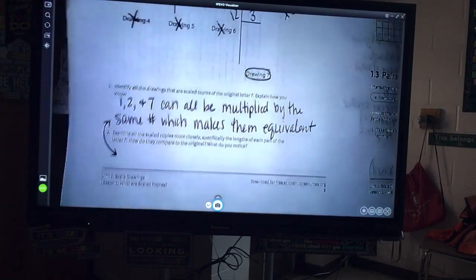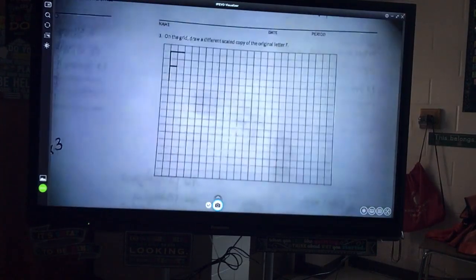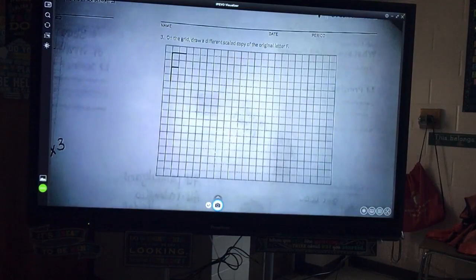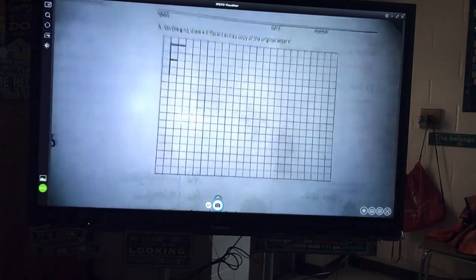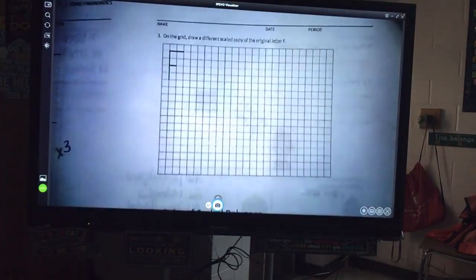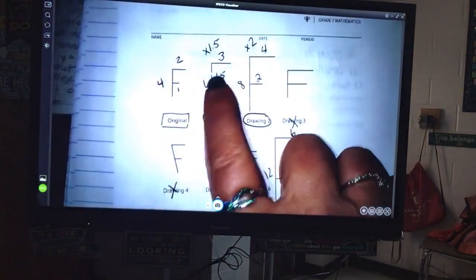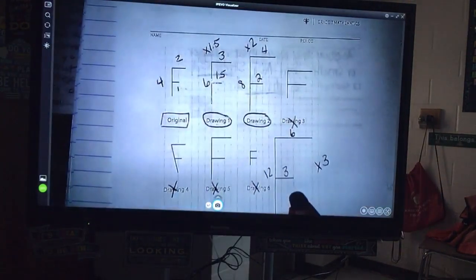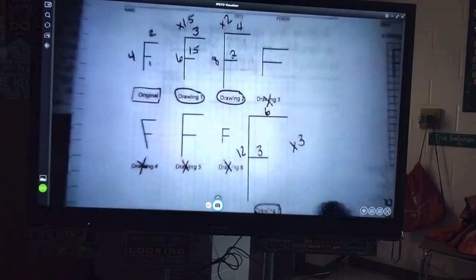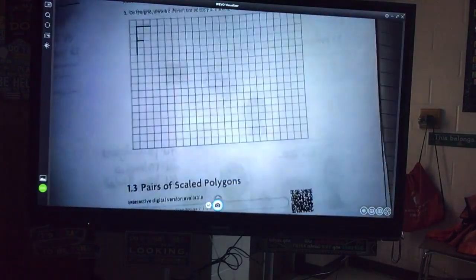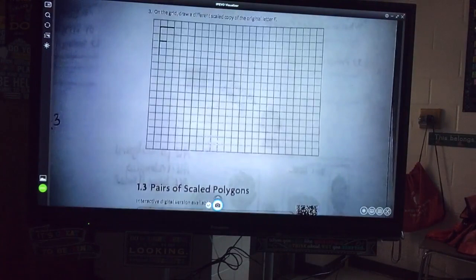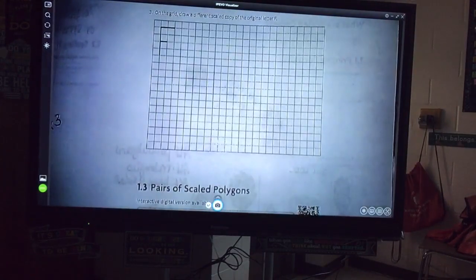All right, slide over to number 3. This one you are doing on your own. Please show how you know that it is a scale drawing. So how to use 1, 2, and 7 as your example. But you cannot use the measurements of 1, 2, and 7. You have to do a different measurement. I'm going to give you 3 minutes. Go.